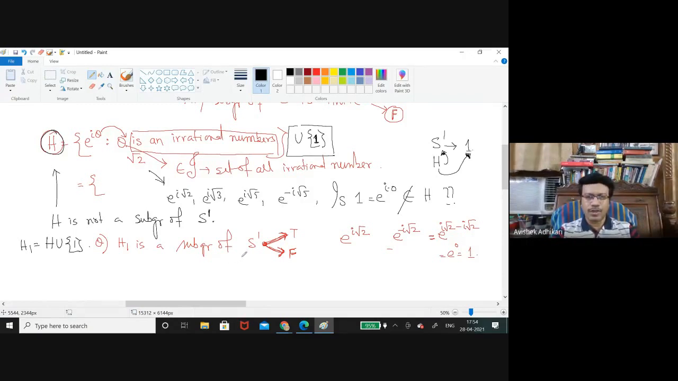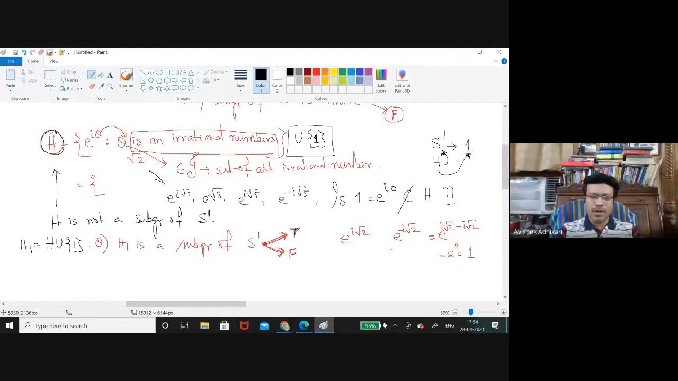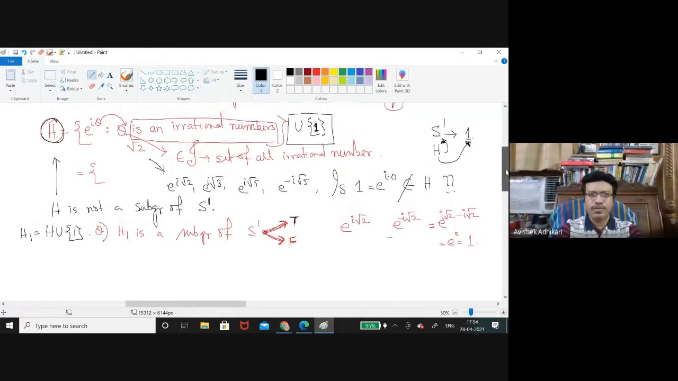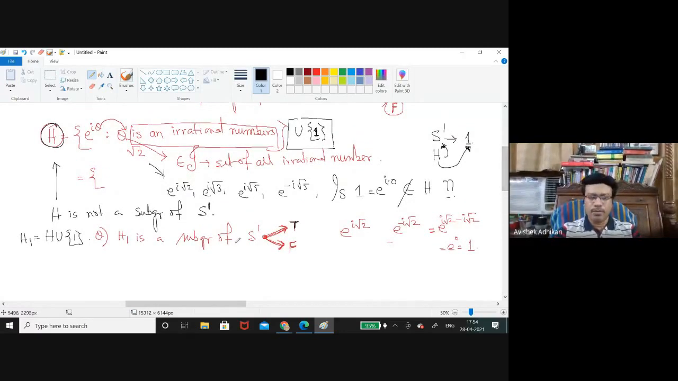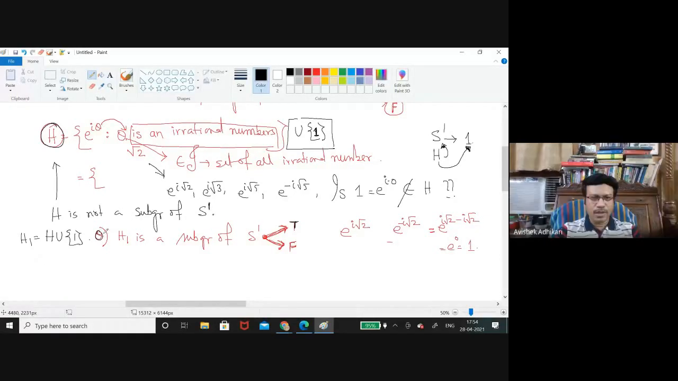What is your conclusion then? Okay, true, sir. So now give me a proof for that. How will you be able to prove that this is a subgroup? How will you prove? And if so, is this a cyclic group? Assume that. No, sir, it is not a cyclic group. Okay, so is it a subgroup of S1?